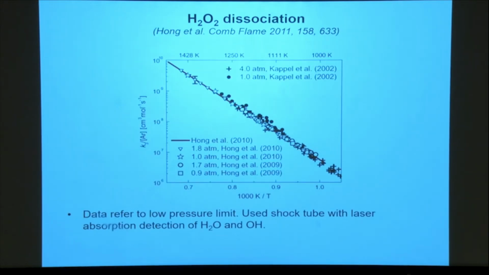There's also been some shock tube studies, and actually the experimental data and the fitted rate coefficient expression are quite tightly bunched together. So that suggests pretty good experimental data for hydrogen peroxide dissociation.